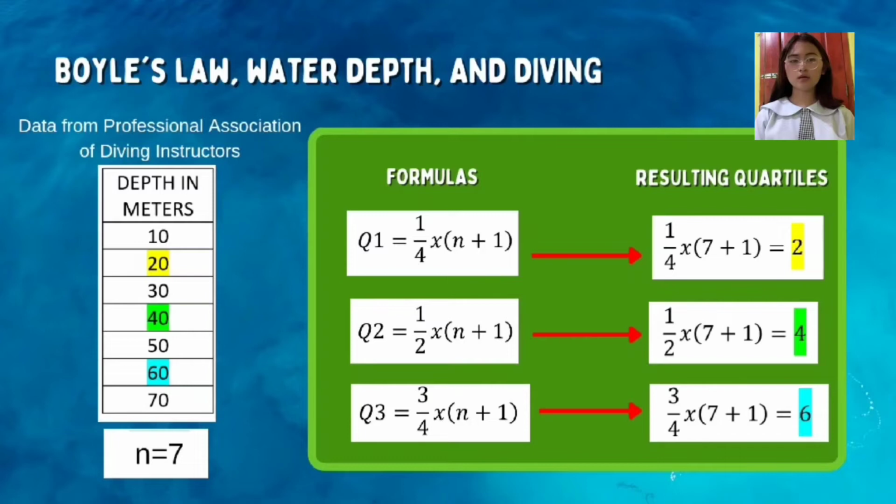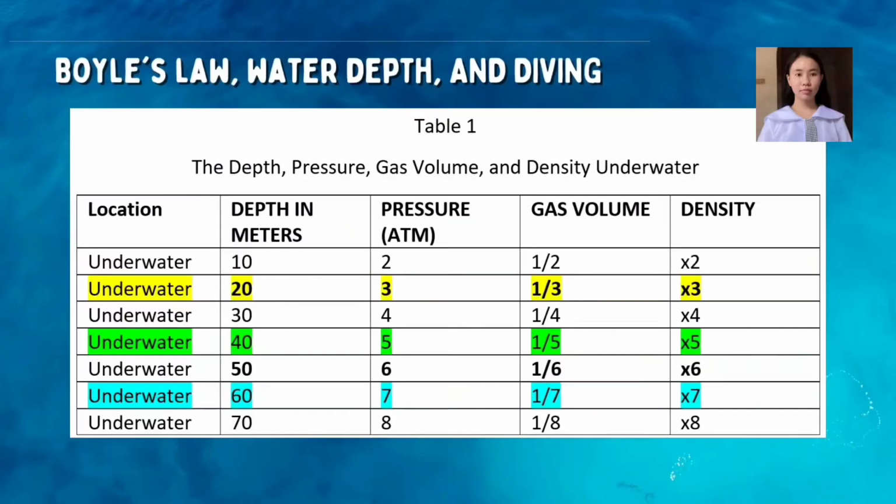Applying the formula for quartile number 2, we would get 4, which means data number 4 with a 40 meter value is at the midway of all the data. For quartile number 3, we would get 6. The sixth data has a value of 60 meters.